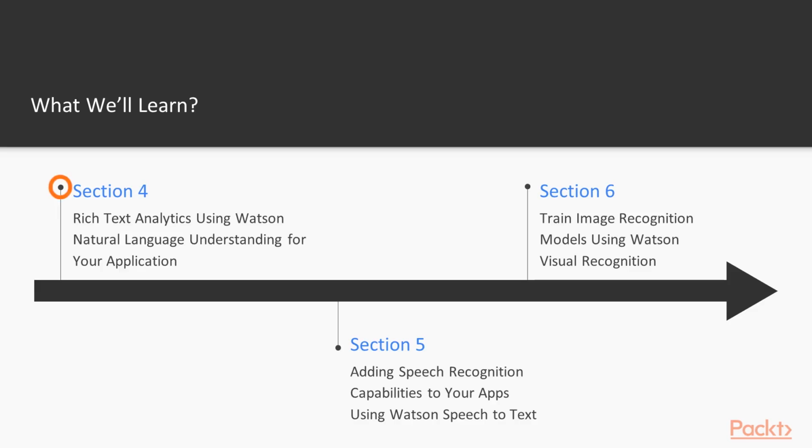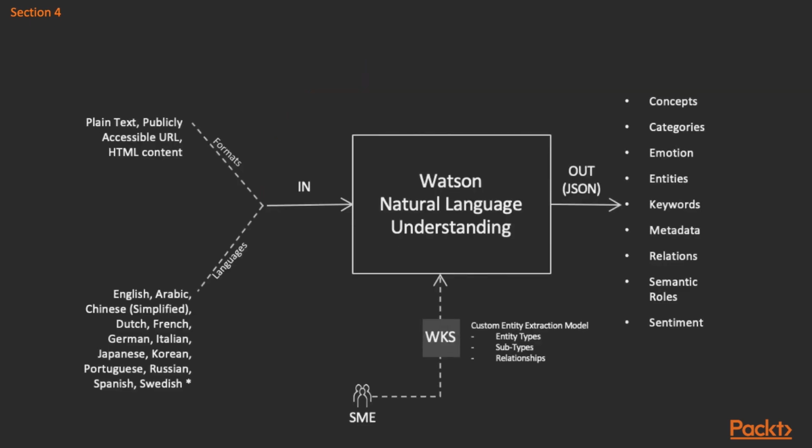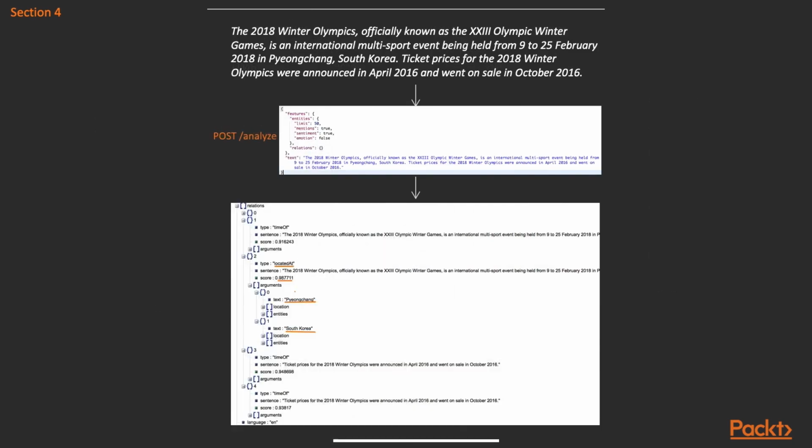Then moving on to section 4, we'll look at rich text analytics using Watson's natural language understanding. We'll look at how the natural language understanding API is the general purpose NLP for advanced text analysis. We'll look at some of the detailed in-depth capabilities of Watson NLU and the APIs that are available. We'll look at entities and relationships and how you can extract them using NLU from text or URL or HTML pages.